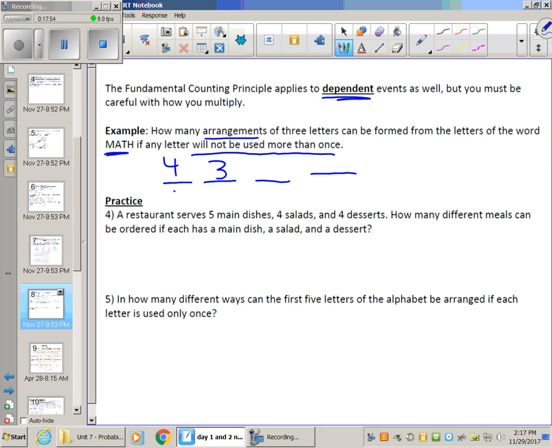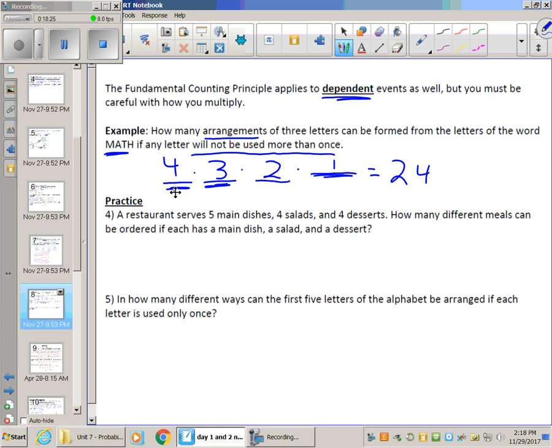The third spot, I only have 2 options to choose from because I've already done a letter here and a letter here. And then lastly, I only have 1 option for here. So that's how you deal with dependent events, where you're not using letters more than once. You're not replacing something. Then you multiply. You get 4 times 3 times 2 times 1 is 24. So there's 24 different ways you can arrange the letters in math.